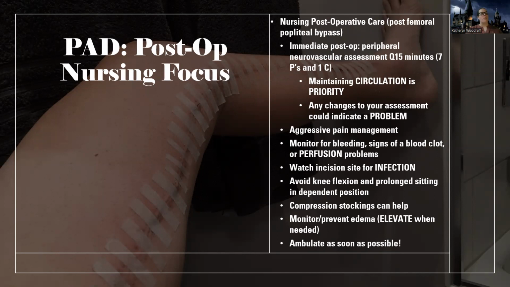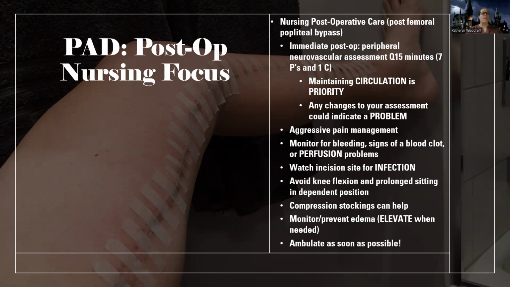I'm going to be focused on those 7 P's and 1 C. I'm going to be doing really frequent assessments: circulation, circulation, circulation. It's going to be my focus. Any minor changes can mean a major problem. Then I'm also going to do very aggressive pain management, because obviously this incision can be very painful. Surgery can be painful. I want to stay ahead of their pain because I really want to get them up and moving, and if they're hurting so badly, they're not going to be able to move.